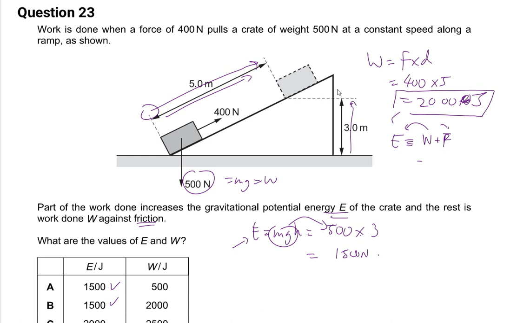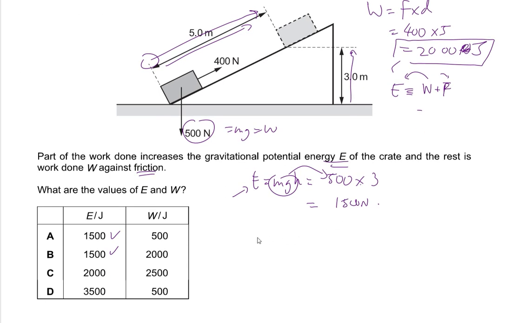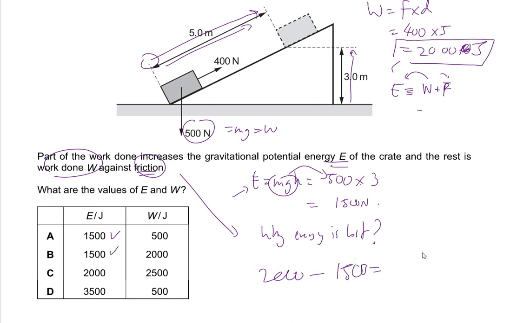So what is happening? Why is energy lost? This is due to friction. And this tells us that the friction thing is the work done against the friction. So we're going to do 2000 take away 1500, and this will give us the energy that is lost by friction, which is the work done against friction. So this is going to be 500 newtons. Therefore, the answer is going to be A in this case.